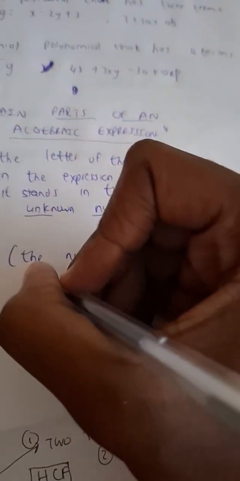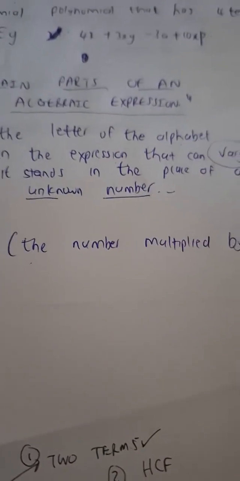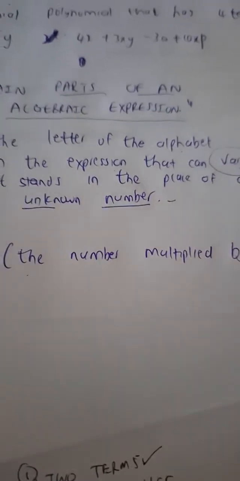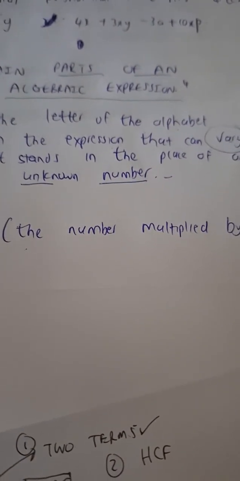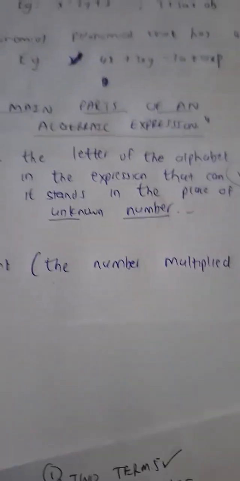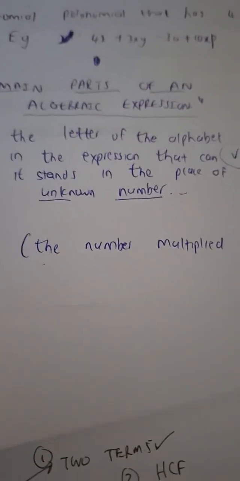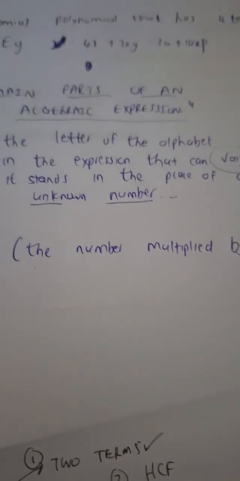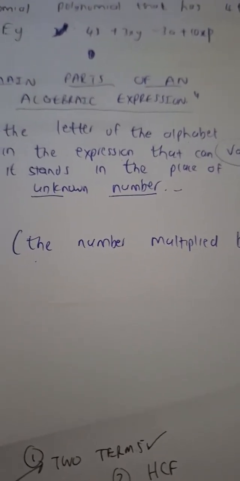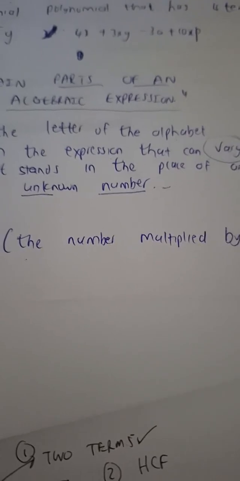I also want to say that sometimes the coefficient, okay, let's just hold it there. The number multiplied by the variable. That's what a coefficient is. It stands next to the variable, the number next to. If it's next to, it means it's multiplied, because remember, what combines a number and a letter is multiplication, you know. So the number multiplied by the variable is what we refer to as the coefficient.